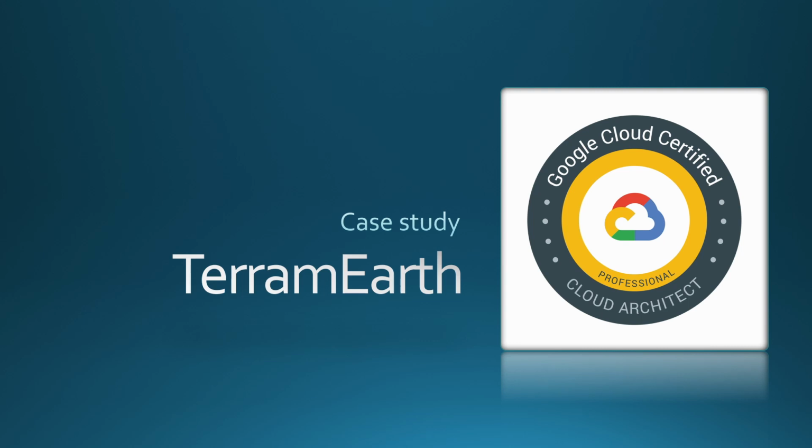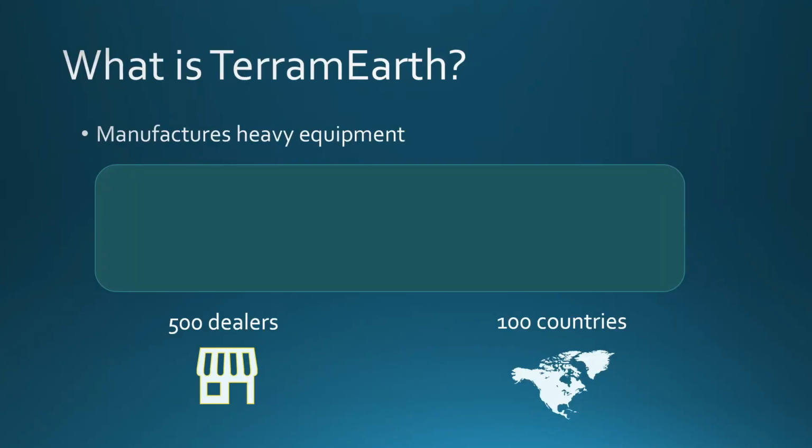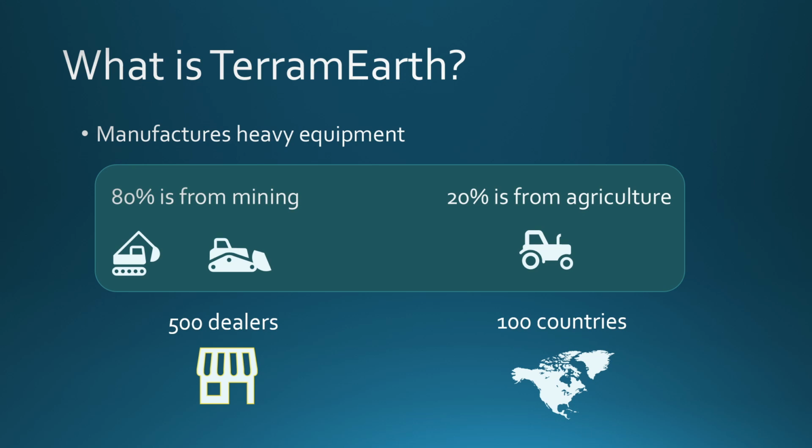So first things first, what is TerraMirth? TerraMirth is a fictional company that manufactures heavy equipment. 80% they manufacture for mining and 20% for agriculture. So they have vehicles in both mining and agriculture. They have 500 dealers and service centers across 100 countries. So that's about TerraMirth as a company.